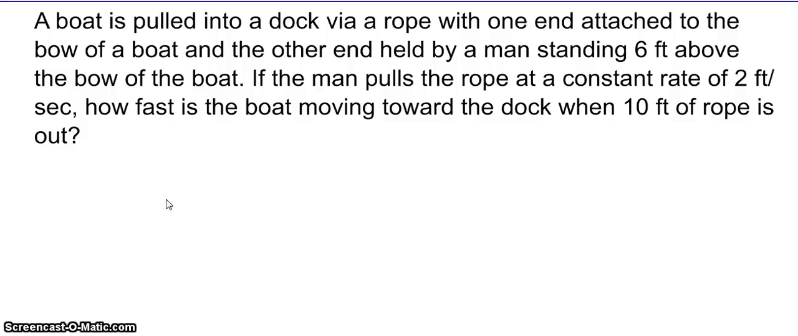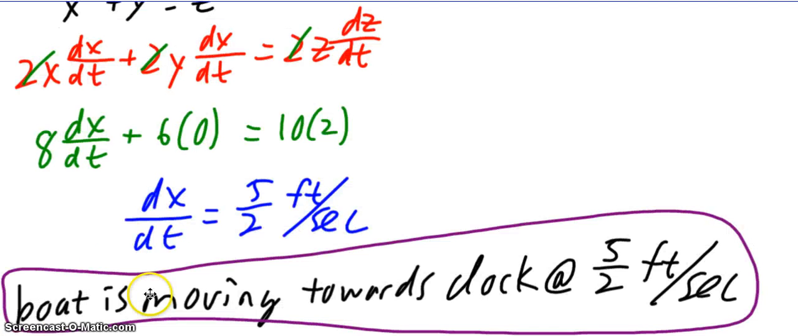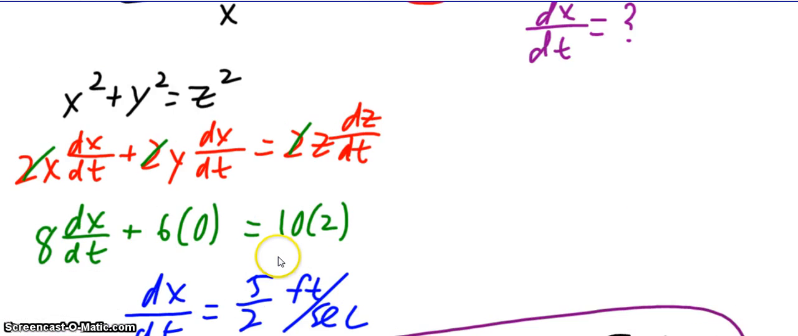I'll give you a hint. It's another right triangle. If you're confused on this image, it's another right triangle. So try this one on your own. Pause the video, unpause when you're ready to check. Alright, so we should end up with the boat moving towards the dock at 5/2 feet per second. How do we come up with that?